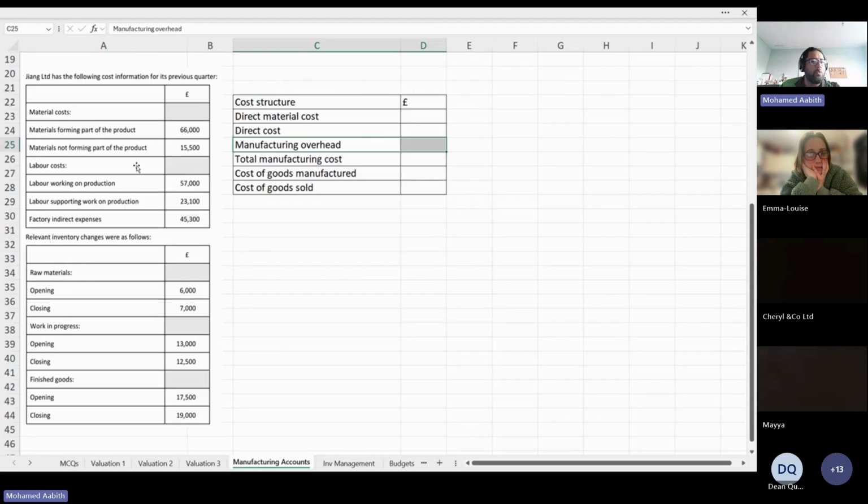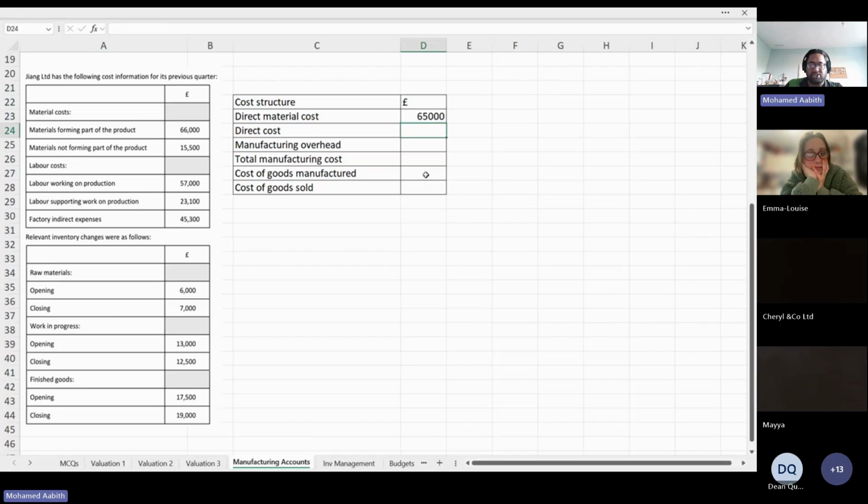So they're asking you, what is the direct material cost? What I know now, the material forming the part of the product, this is 66,000. This is what we purchased. We started with 6,000. We closed with 7,000. We also purchased 66,000. So how am I going to do it? 6,000 plus 66,000 minus the 7,000 closing inventory, which is giving you 65,000 pounds material cost.